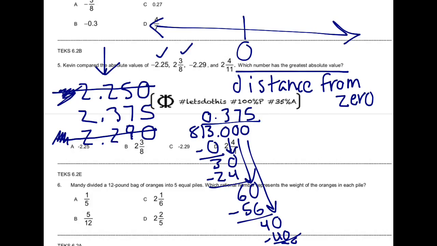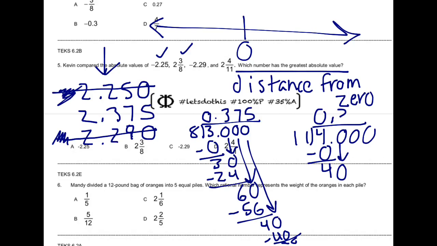The last one, 2 and 4/11ths, I'm going to need to change 4/11ths from a fraction to a decimal. So 11 goes into 4 0 times. 11 times 0 is 0. 4 minus 0 is 4. Bring down the 0. 11 goes into 40 3 times. 11 times 3 is 33. 40 minus 33 is 7.